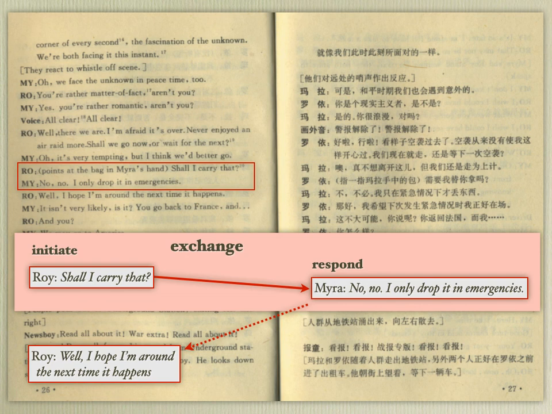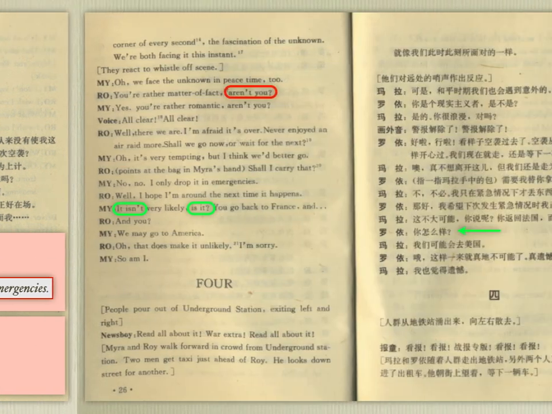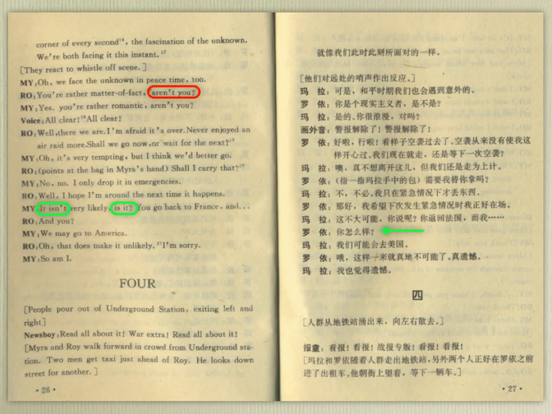Roy says, "Well, I hope I'll be around the next time it happens." And Myra responds, "It isn't very likely, is it?" Supplying us nicely with a mood tag, a question tag, "it isn't, is it?", with reversal of polarity, which is the default unmarked pattern. So as we've seen before, sequences of exchanges form dialogue. You can look at it in the Chinese version.